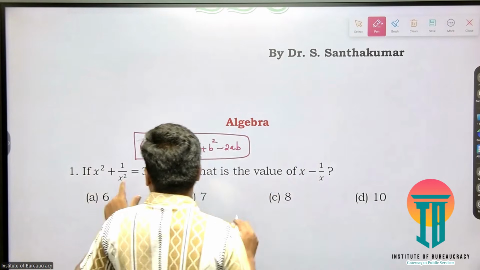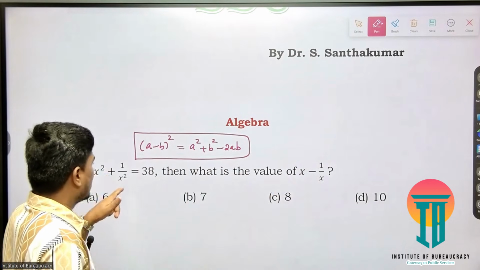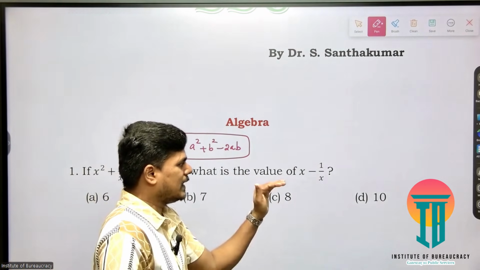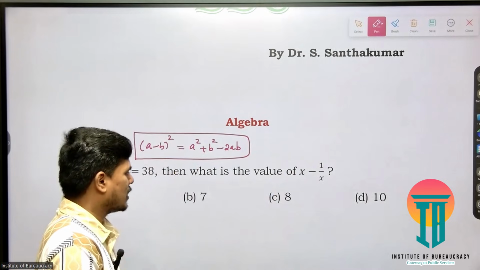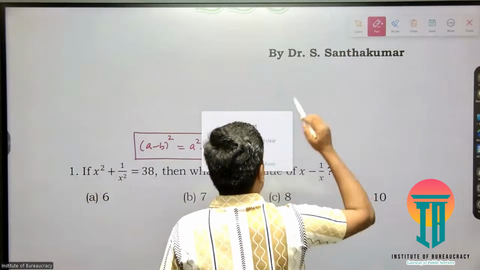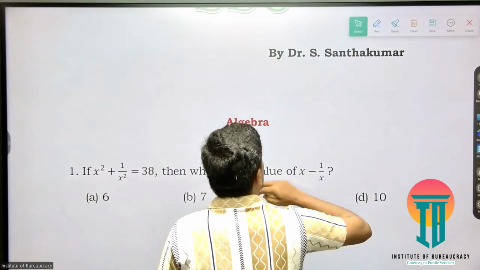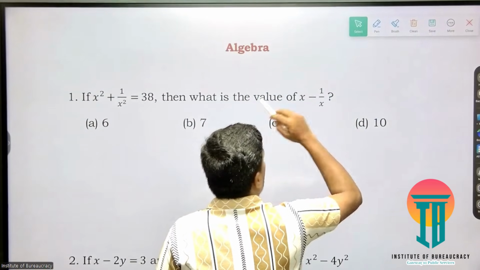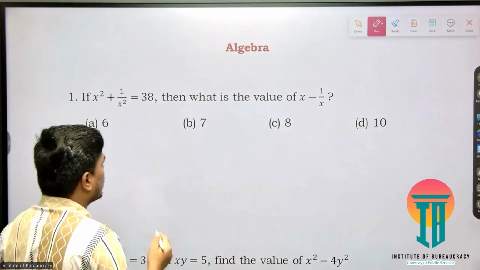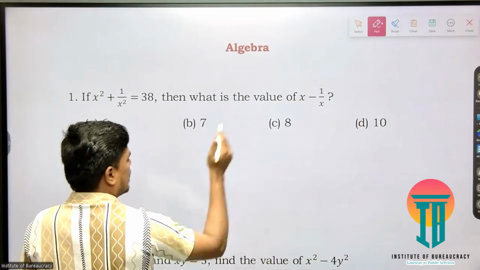What they have given: x square plus 1 by x square is 38. Then what is the value of x minus 1 by x? That's what they are asking. Okay, now let's answer this. Simple only. You just have to write the formula, substitute the values, and get the answer. Just a simplification.